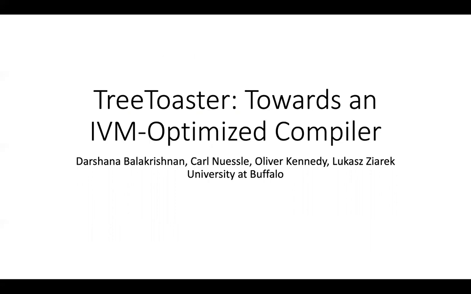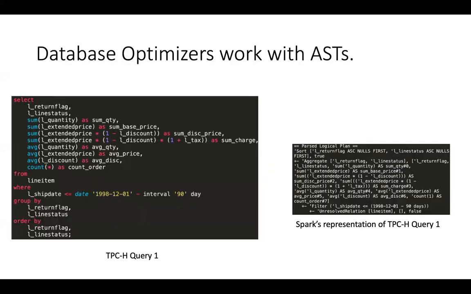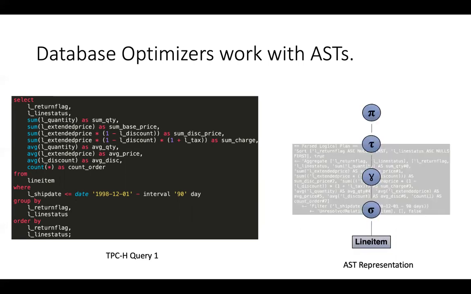I will be presenting our work, TreeToaster, that builds an intuition towards IVM optimized compilers. Most database query optimizers represent queries as abstract syntax trees. Here we have query 1 of TPCH on the left, and on the right is Spark's internal representation of the query. Ignore the details because all we care about is that this is a tree of relational operators in the query. And it is this tree that gets fed into the optimizer.